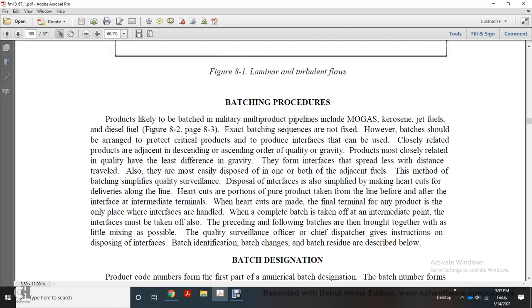The least difference in gravity will form an interface that spreads less over the distance traveled. They are more easily disposed of in one or both adjacent fuels. The method of batching simplifies quality surveillance. Disposal of the interface is simplified by making hard cuts for delivery along the line.